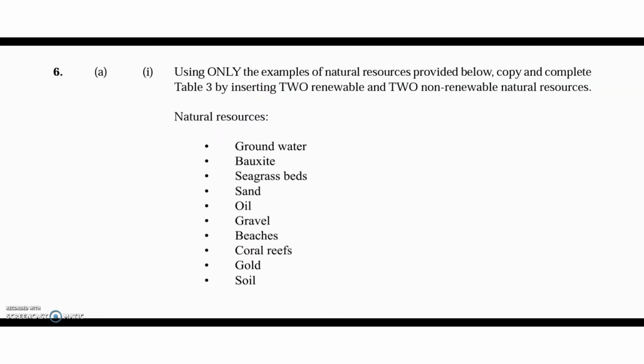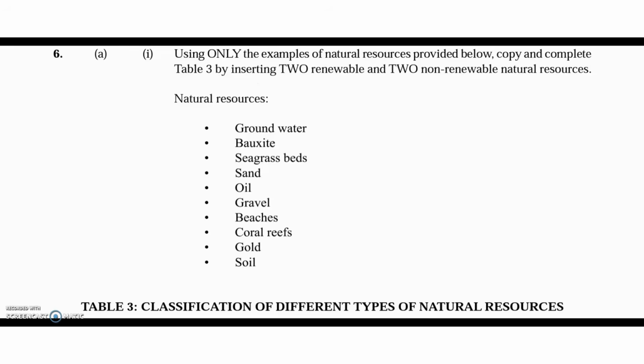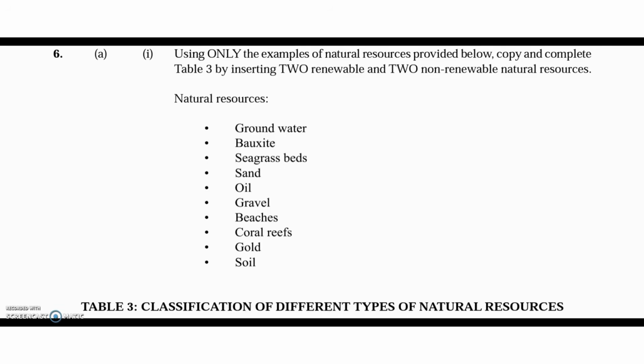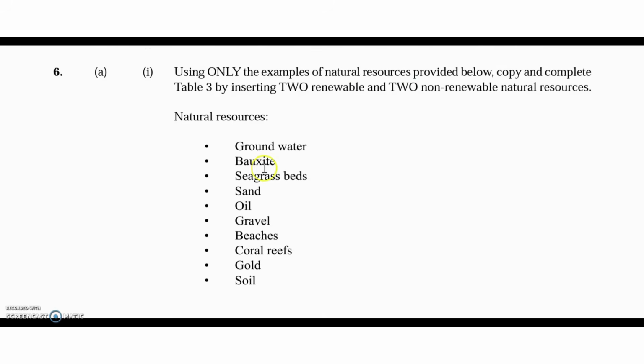proposed development. All right. Now, question 6: using only the examples of natural resources provided below, copy and complete table 3 by inserting 2 renewable and 2 non-renewable natural resources. Table 3 is actually at the bottom here, but for the purpose of understanding, I'm going to go through all of them. We are going to categorize all of them as it relates to renewable and also non-renewable resources.